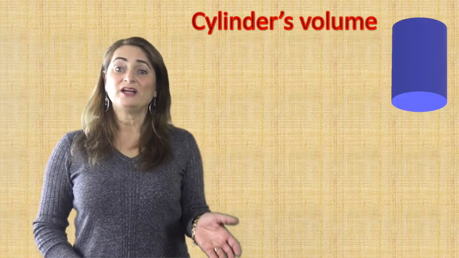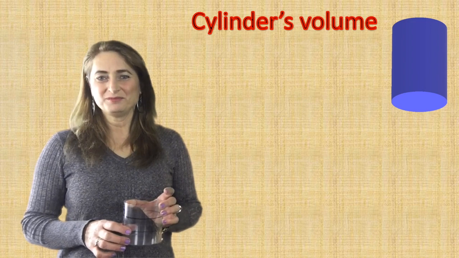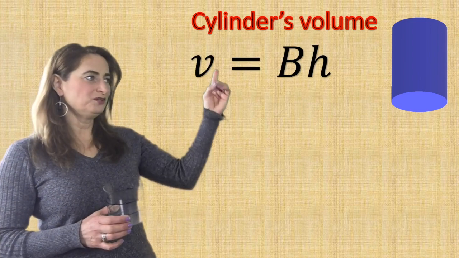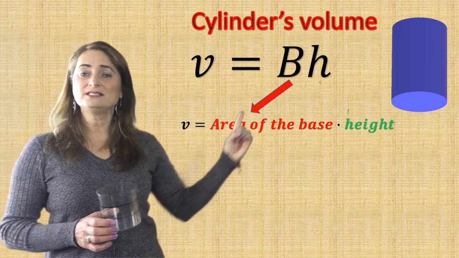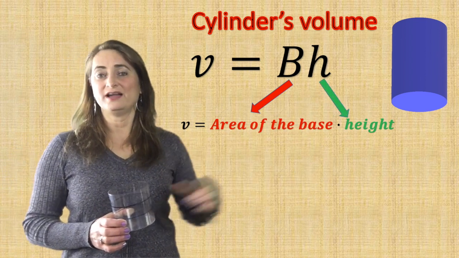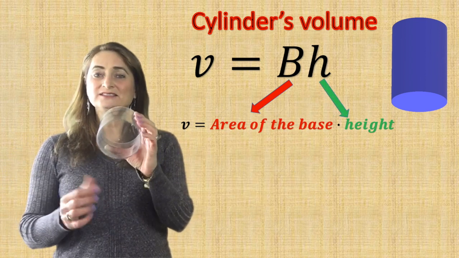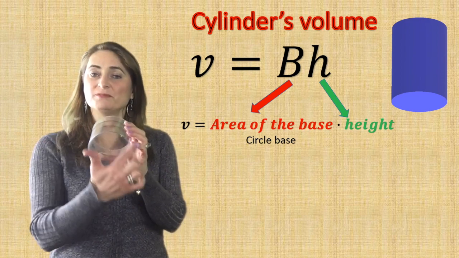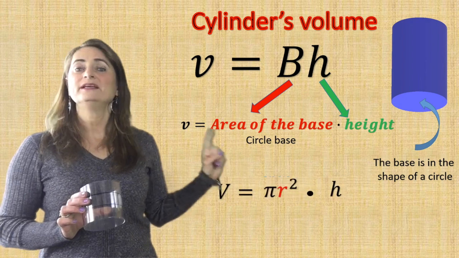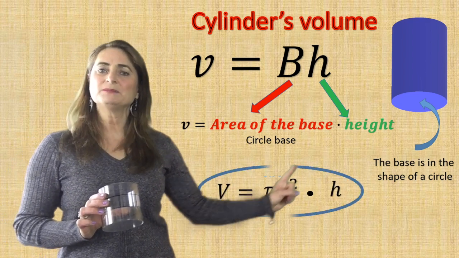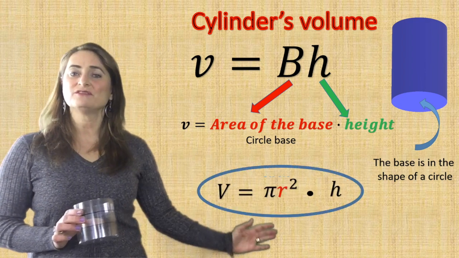Let's review the volume of a cylinder. To find the volume of a cylinder, it's V equals BH, where B is the area of the base and H is the height. Because a cylinder has a base in the shape of a circle, the area of a circle is pi r squared. Multiply that by the height, and that gives you the volume.